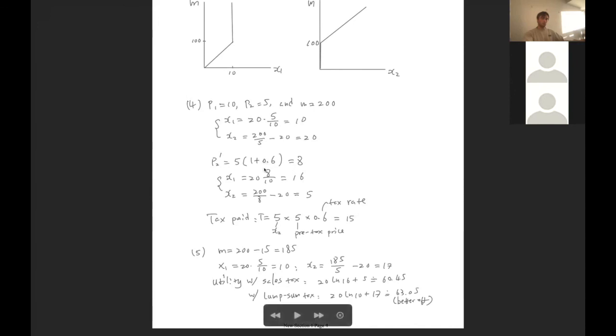So once you've done that, once you've incorporated the cost of the actual tax itself, again, you're just plugging it right back into the Marshallian demand function. You're calculating everything that you need to know. So this is your optimal bundle.